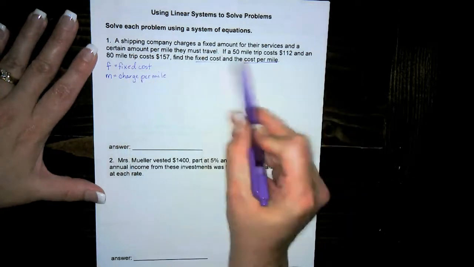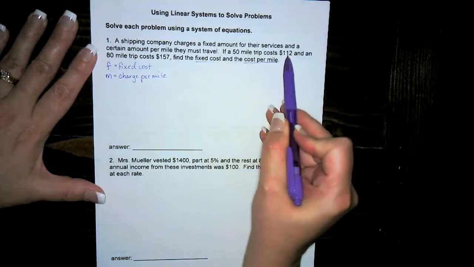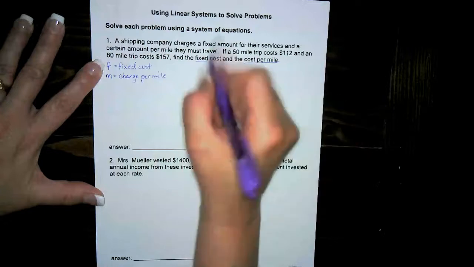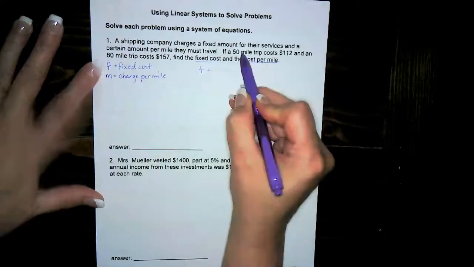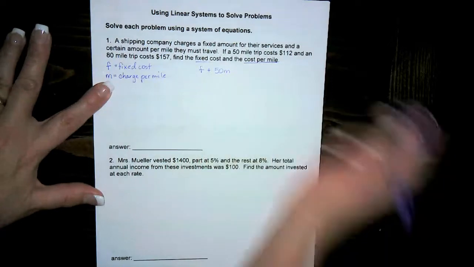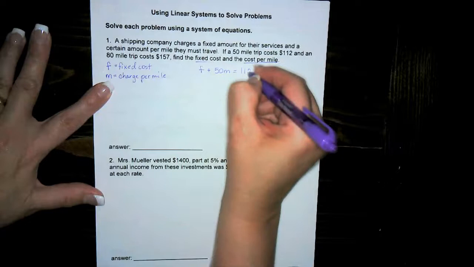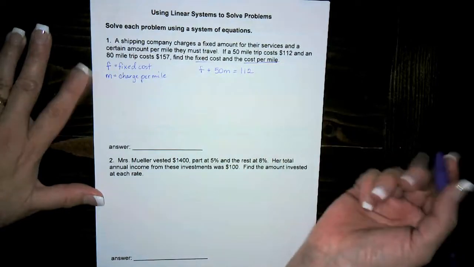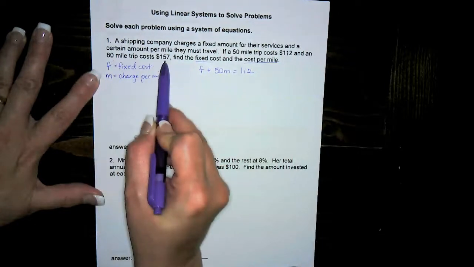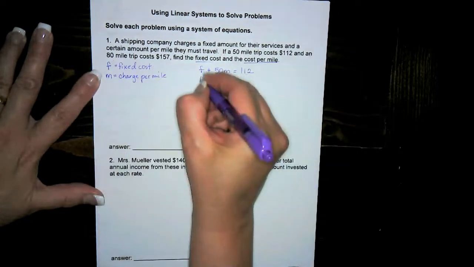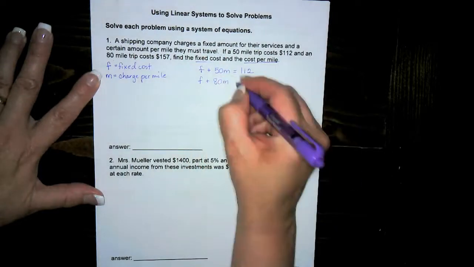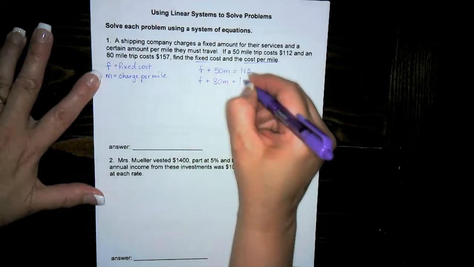So let's look at that first one. If a 50-mile trip costs $112, so in order for a 50-mile trip to happen, I've got to have a fixed cost plus 50 miles times the mileage charge, and that's going to give me $112. Then it says an 80-mile trip costs $157. So that's going to be, for an 80-mile trip, my fixed cost plus the 80 miles times the mileage cost, and that gives me 157.